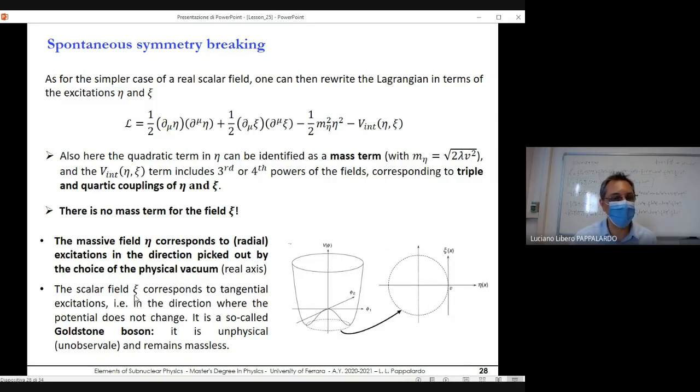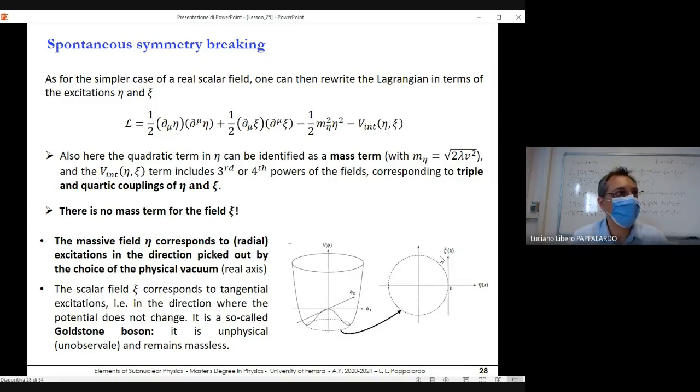Whereas the field psi corresponds to tangential fluctuation around this point here, so along a direction where the potential is not changing. We are tangential to our field. Okay? So the radial is where you have indeed your slope. The potential is changing in this direction, but the potential is not changing in the other direction.